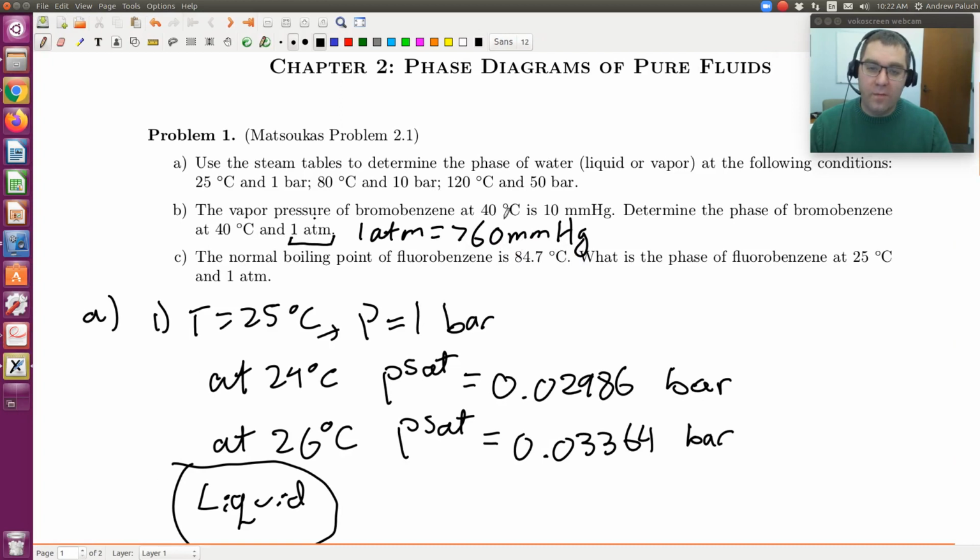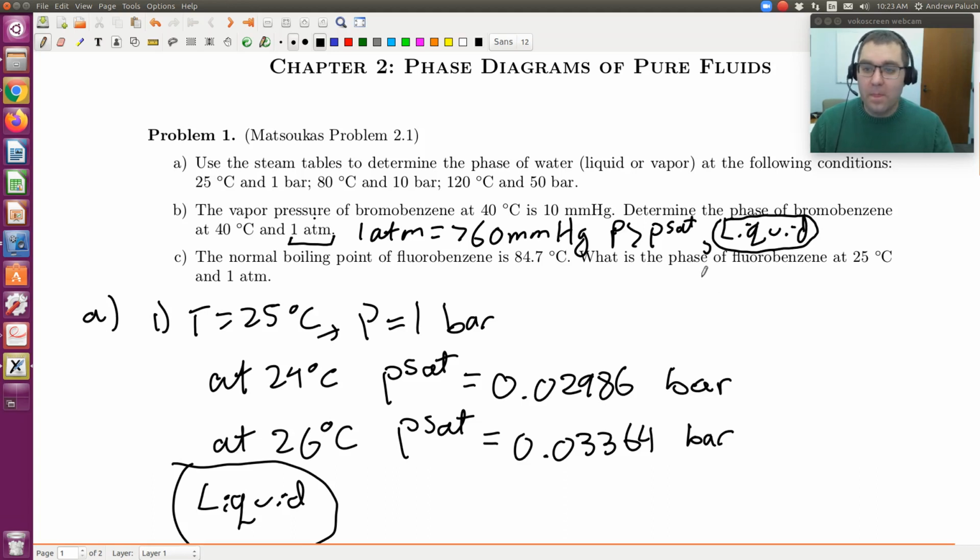But so at 40 degrees C, the saturation pressure, so vapor pressure, of bromobenzene, when it says vapor pressure, it's corresponding to saturation pressure of bromobenzene at two-phase equilibria. So at 40 degrees C, Psat is 10 millimeters of mercury. Now my actual pressure is 760 millimeters of mercury. So since P is greater than Psat at that same T, again, we must have a liquid. Okay. So for B, I don't necessarily need to do anything. Rather than scroll down and write it out, I can find that I have a liquid.